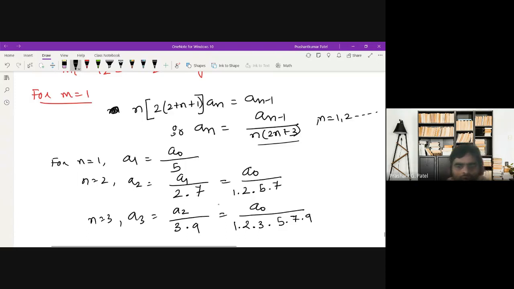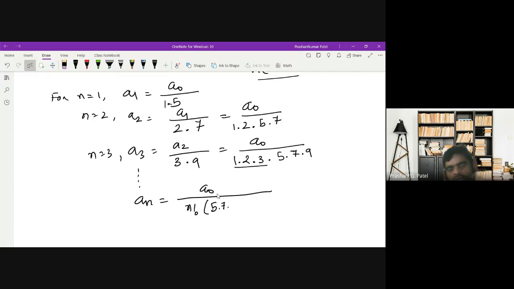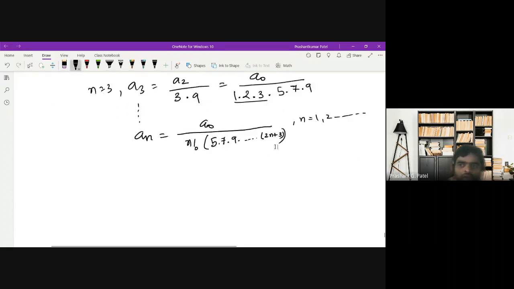And if you go further, what will be the an? It will be a0 upon, you can just see the pattern, it is 1 here, 1 into 2, 1 into 2 into 3. So in general, it is n factorial. Here you will have another term, 5 into 7 into 9 up to so on, 2n plus 3 is the general term you will have. And this is true for any value from 1 up to so on. So this is the value of an you will have.